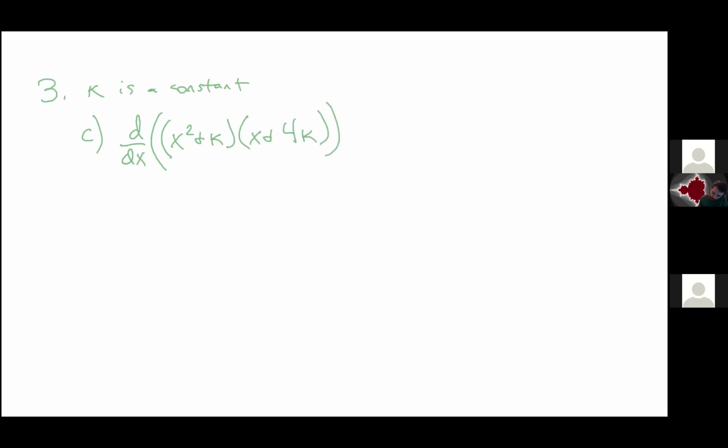So let's say we wanna do 3, where we have k as a constant. And let's just look at part C really quick. So part C asks to find the derivative of x squared plus k times x plus 4k. All right, and you guys have been helping me out so much. I will just work through this one and you guys can watch. Don't have to worry about interacting for the last question.